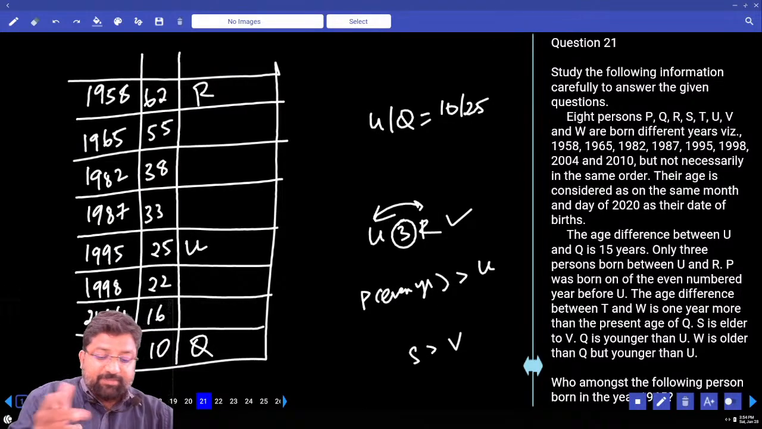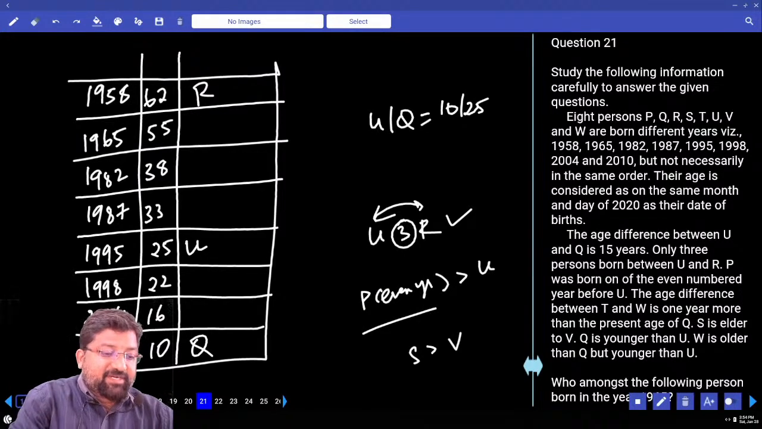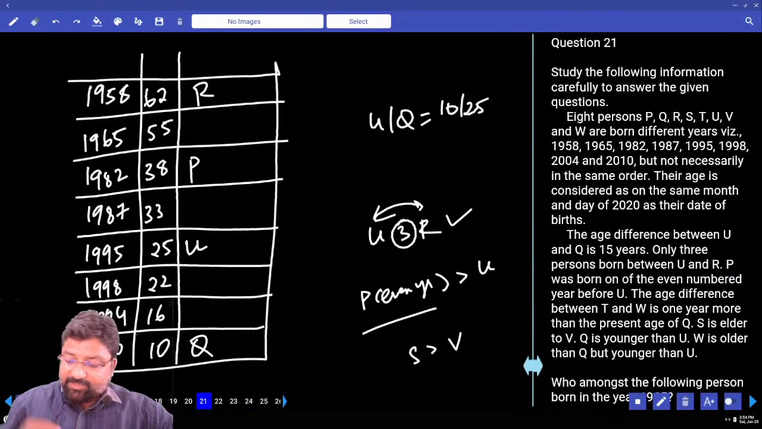3 people between U and R. It's possible only above U. P is in the even year before U. Even year 1982. Only one possibility. And what is that? P. S is before V. I'll come back to that later.